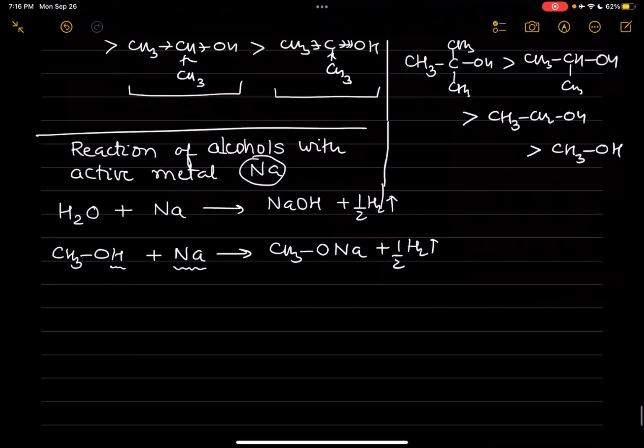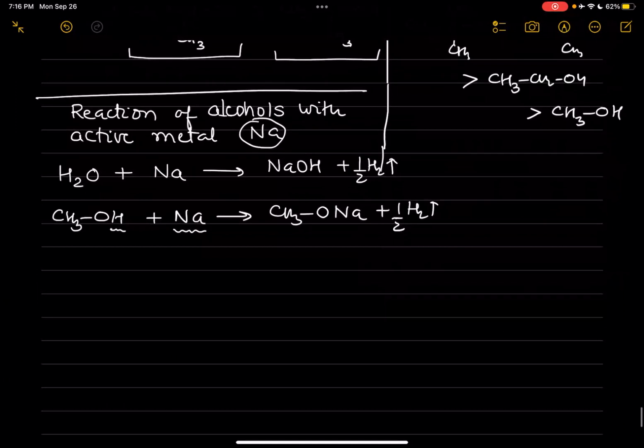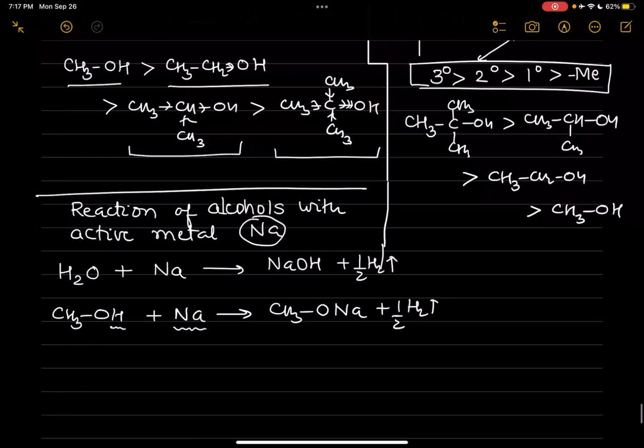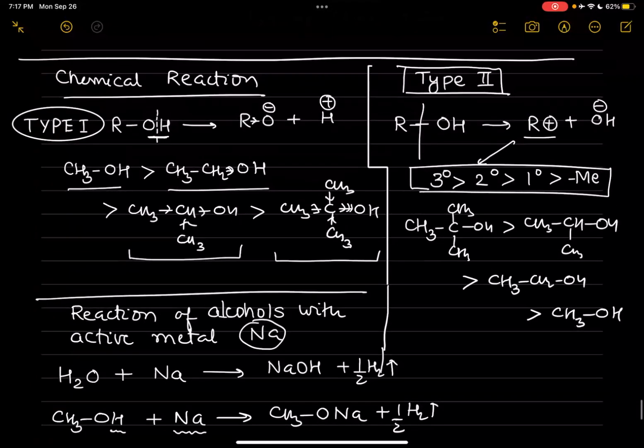So actually, the alcohol acidic strength decreases with the increase in number of carbon atoms. You can write it in this way: increase in number of carbon atoms will decrease the acidic strength of alcohols. Okay. So type 1 reaction is going to become more and more difficult.